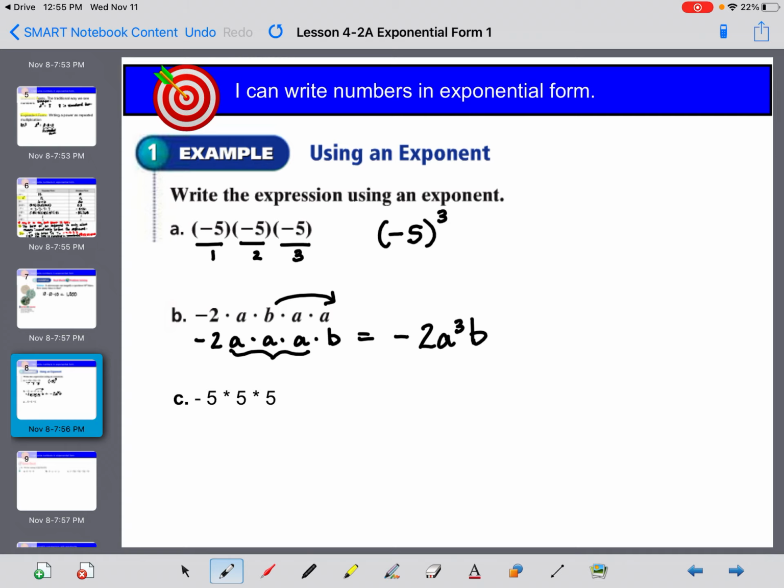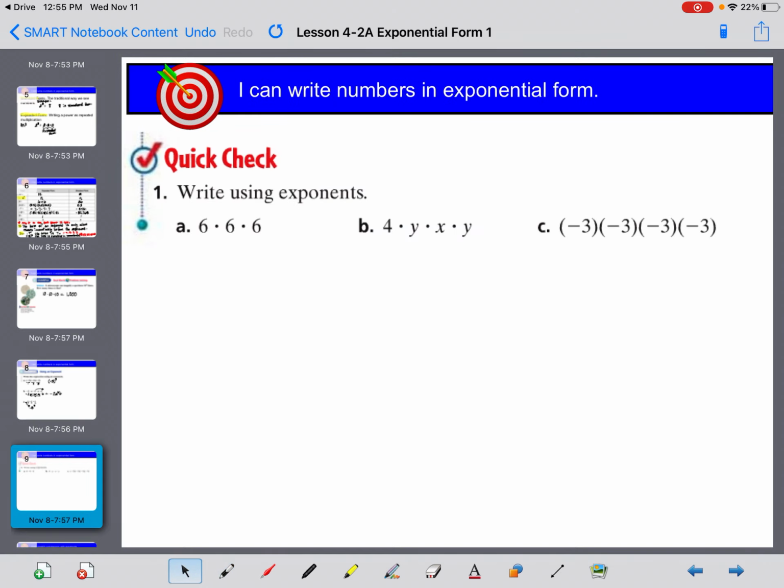Letter C looks similar to letter A, but it's a little different. What's being repeatedly multiplied is the 5. 5 to the 3rd power. But there's a negative there, so it needs to be out in front. You wouldn't put parentheses around it because the negative is not being repeatedly multiplied, only the 5.